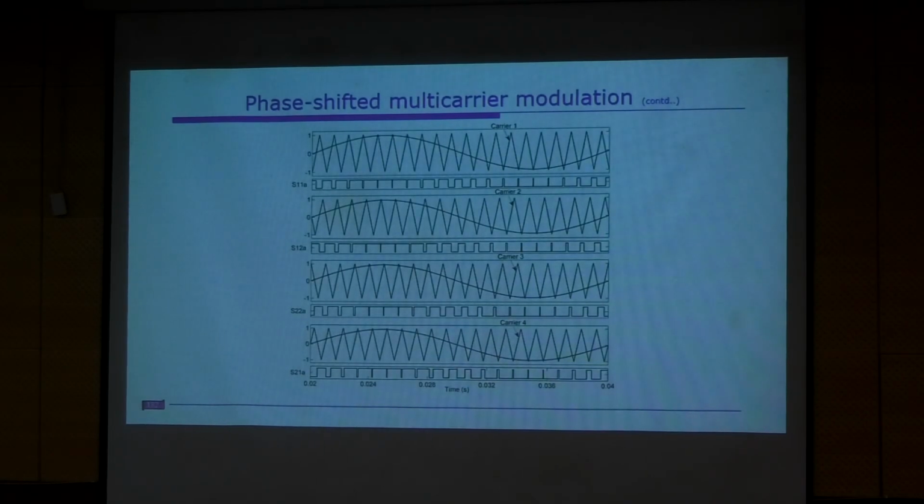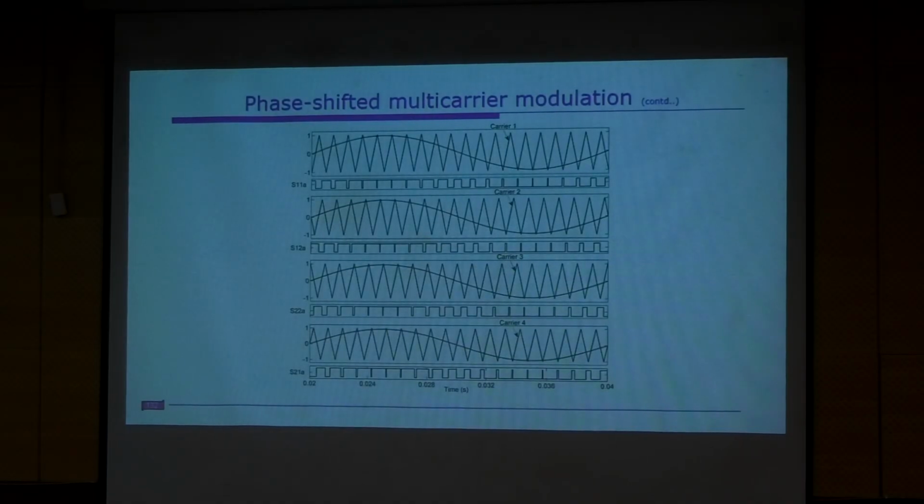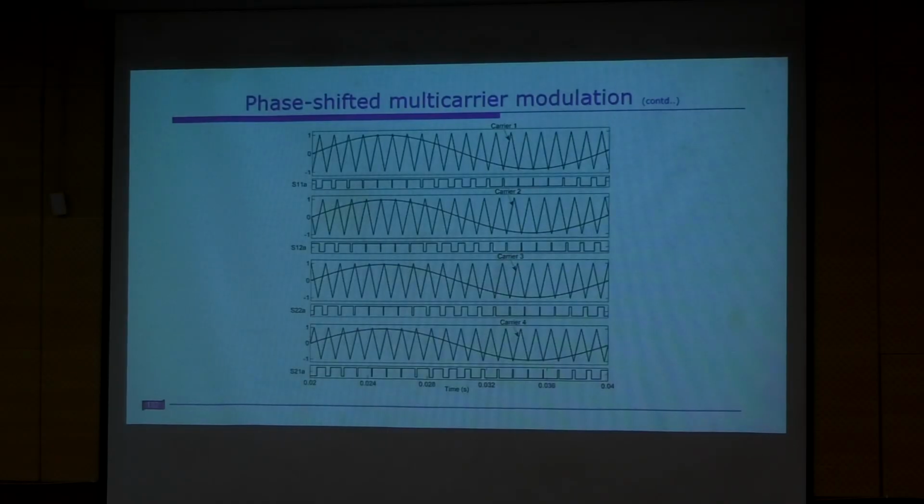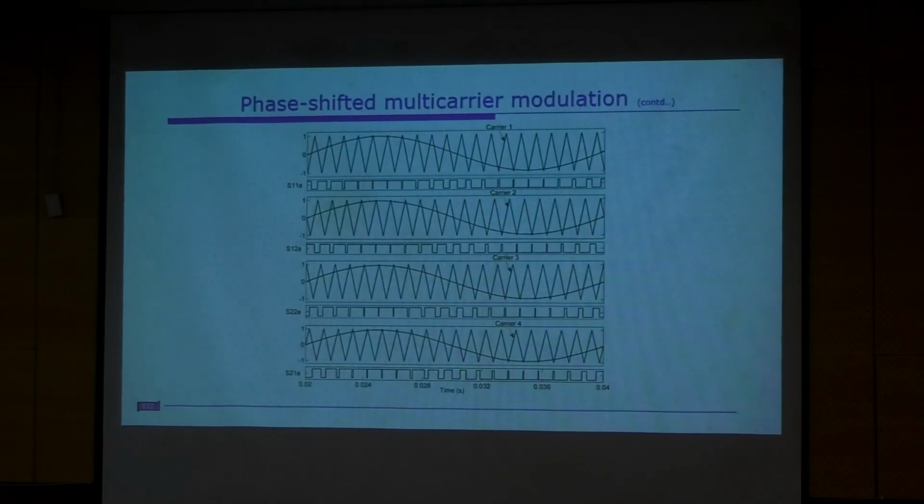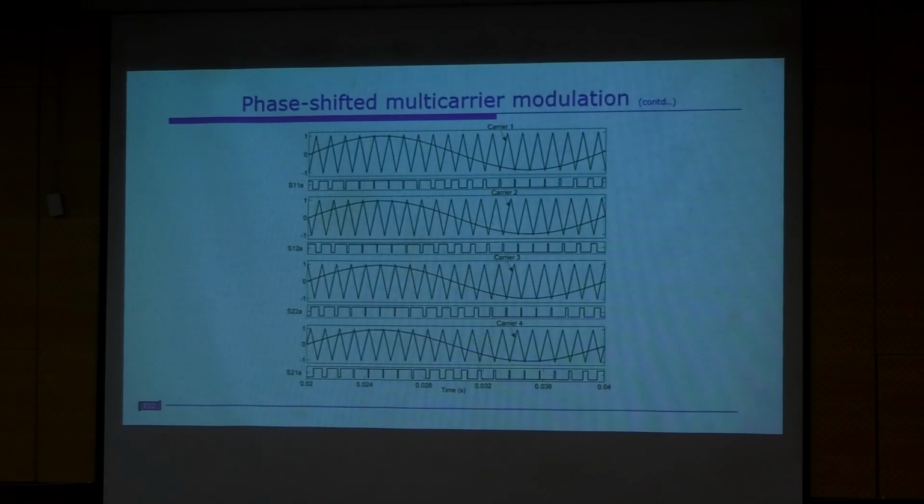If you see the first carrier, the starting point of the first carrier is -1. For the second carrier it is 0. For the third carrier, that is +1, and the fourth carrier is 0, right? If you see all together in one single scope, there will be some shift in the carriers, all right?